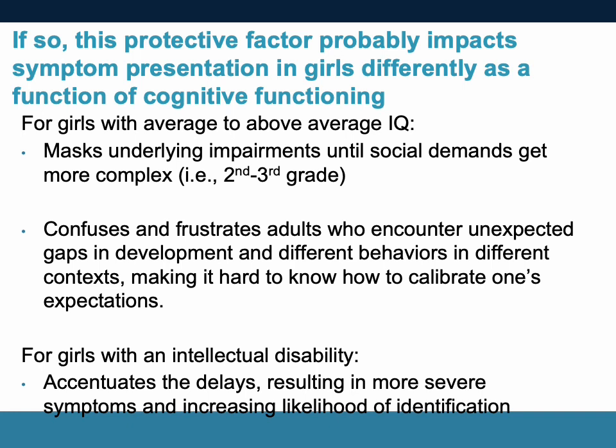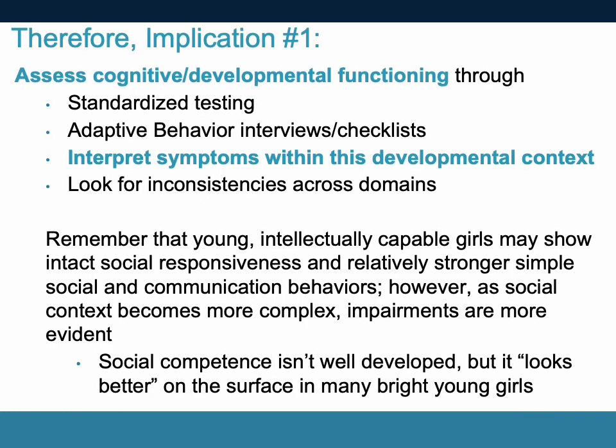And it turns out that's what the data suggest we're doing. So what are the implications of this? Well, obviously, my first thought is that we absolutely need to make sure that we are assessing a young girl's cognitive and developmental functioning through multiple ways, and we are interpreting the symptoms that we are seeing in social and communication and affect within the lens of that development.